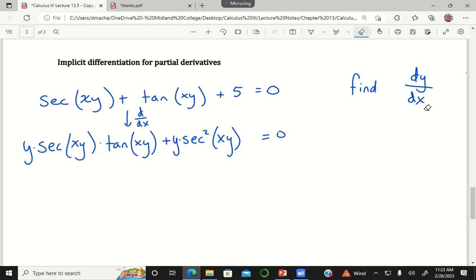And I didn't leave myself enough room. But basically, instead of just saying that the derivative of this x times y is y, a constant, what we're going to say is this would be f prime g plus fg prime. So 1 times y plus x times dy dx.